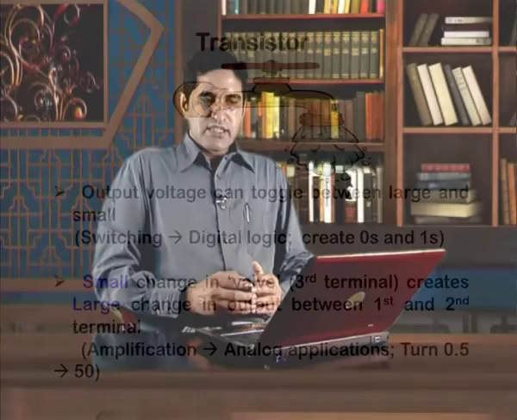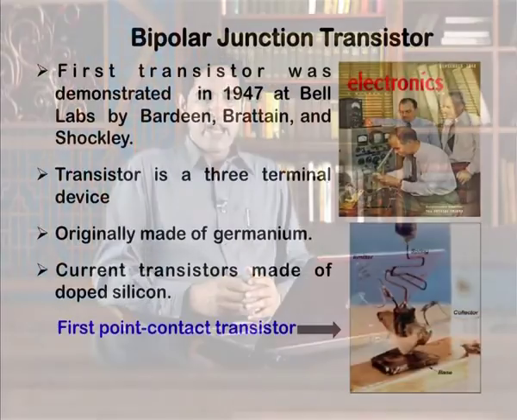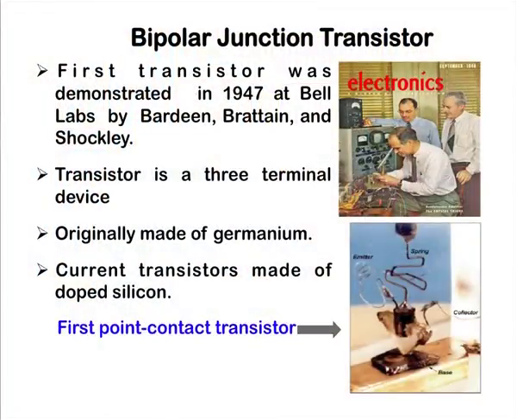The first transistor was fabricated in 1947 at Bell Laboratories, USA, by three great scientists, Bardeen, Brattain and Shockley, and they demonstrated this first transistor on germanium semiconductor. The transistor is a three-terminal device, and currently transistors are fabricated on silicon or gallium arsenide. In the first figure you can see the photo of these great scientists, and the second is the first transistor fabricated by them.